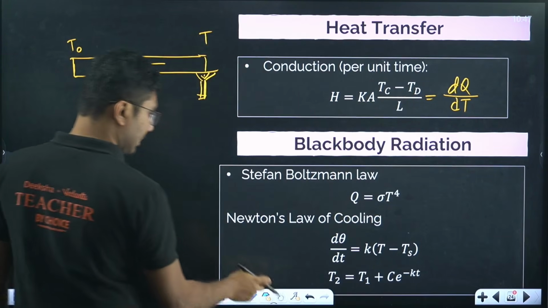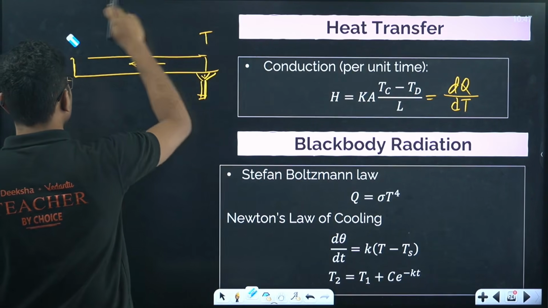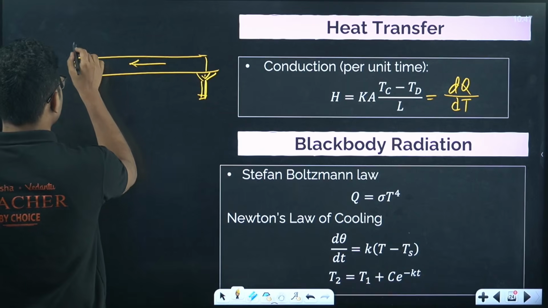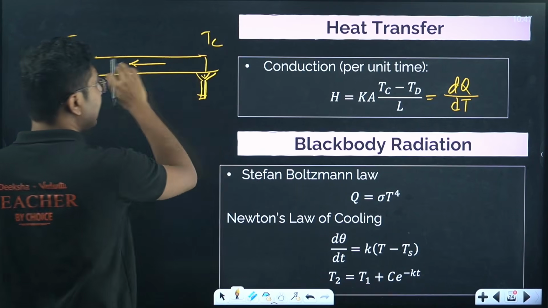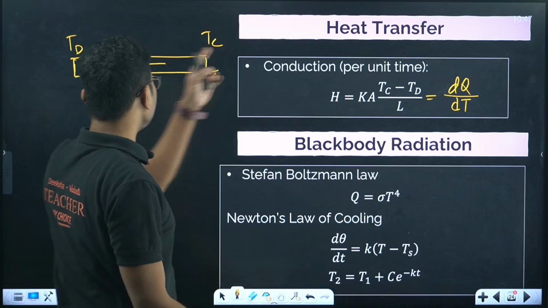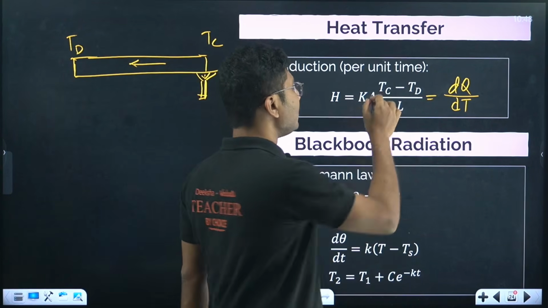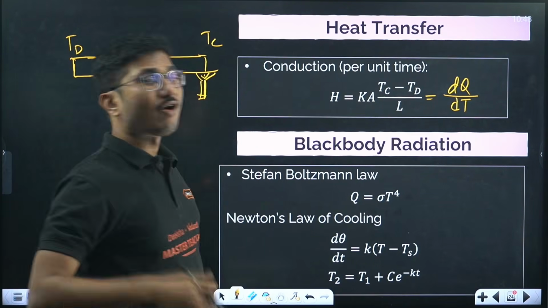Okay, so let me use the notation given over here. Here we have given this one is TD, this one is TC. So the heat that is being transferred from C to D is given by this formula. C is hot, obviously D is cold. So this is the rate of heat transfer.